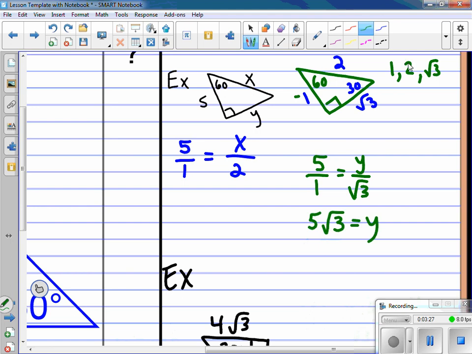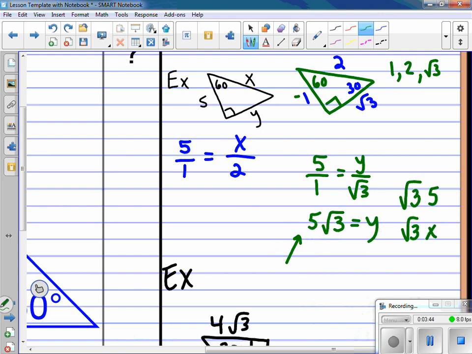One thing I want to point out is that I always put the number out in front and the radical last. That's the way you always do it. If you ever do this or this, I'm not going to like that.